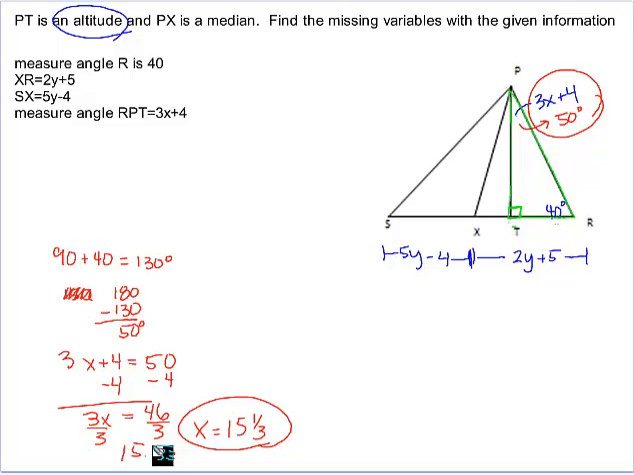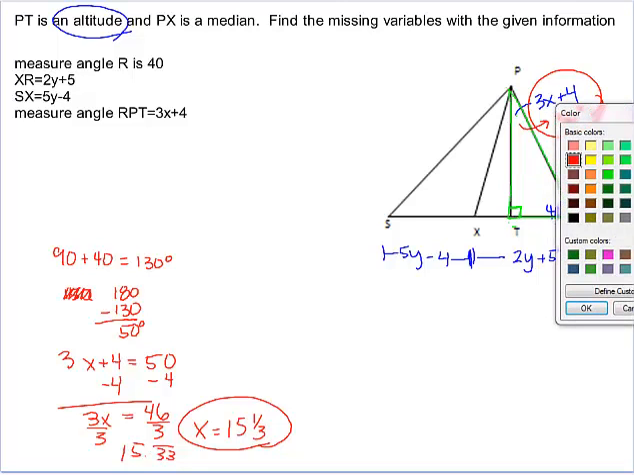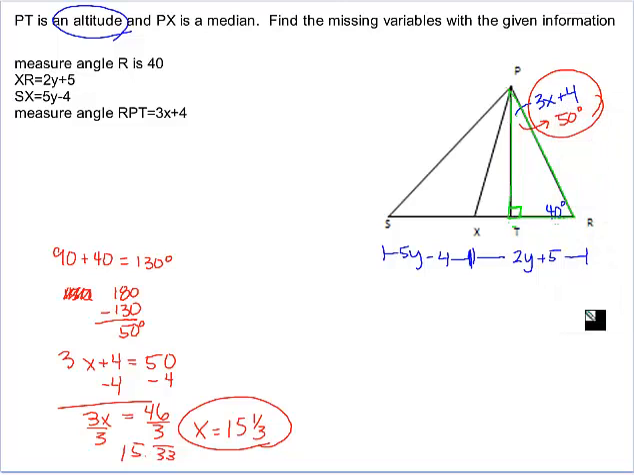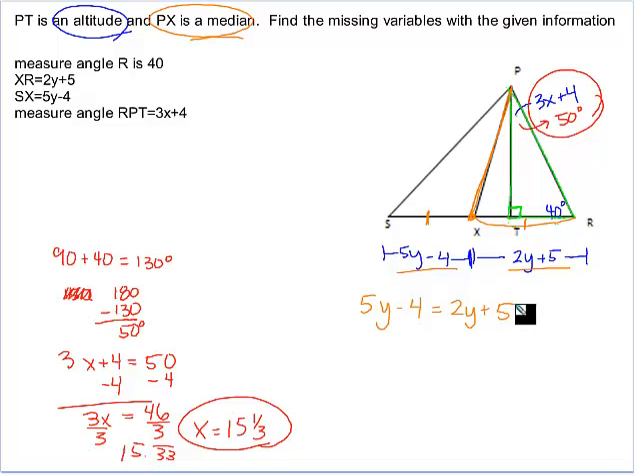All right, the next thing we were told up in the information is that PX is a median. Well, PX is a median. That means X here had to be at the midpoint. So SX should be congruent to XR. And those are these two lengths that we were given. So we should be able to just set these two equal to each other because they are congruent to one another. So 5y minus 4 is equal to 2y plus 5.